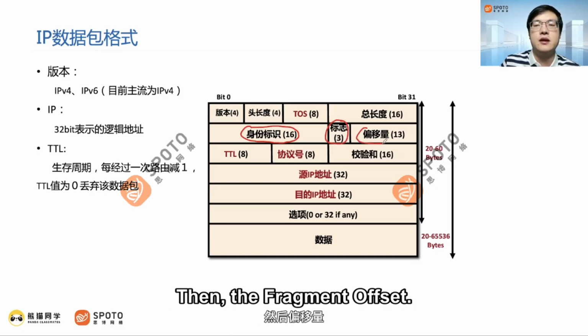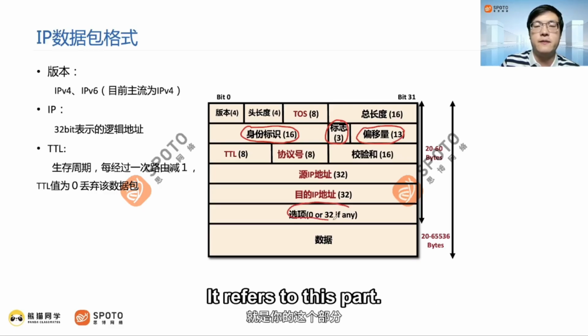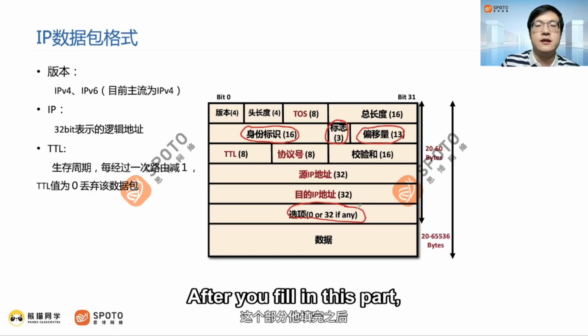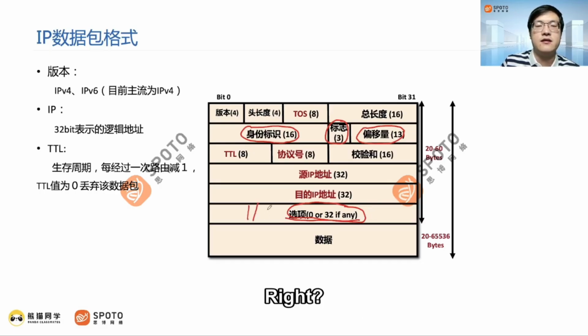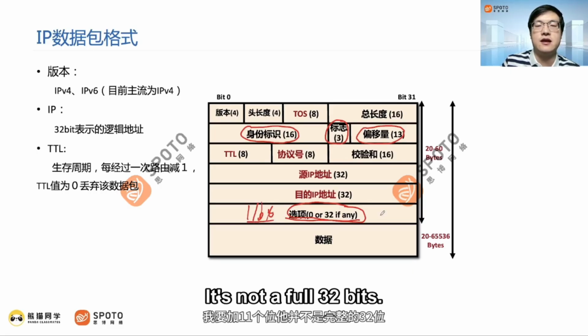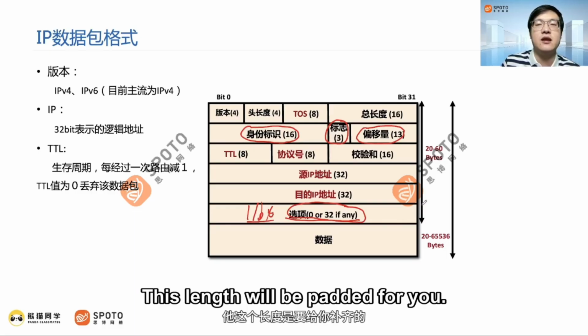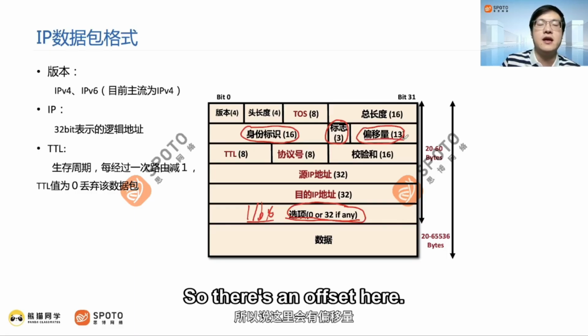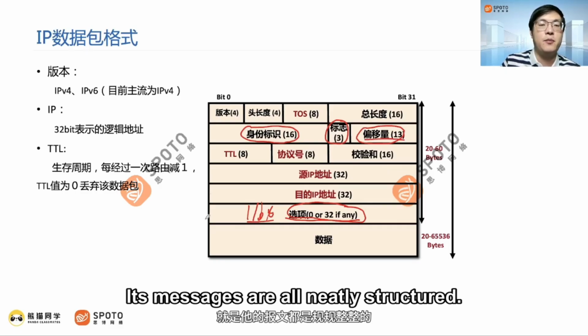Then, the fragment offset. What does the fragment offset refer to? It refers to this part. After you fill in this part, your options might not be complete. For example, I want to add 11 bits, which is not a full 32 bits. What do we do? It needs to be padded to a full 32 bits. This length will be padded for you. So there's an offset here indicating how many zeros were padded at the end. Its messages are all neatly structured.